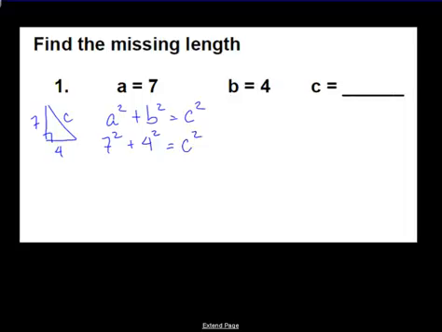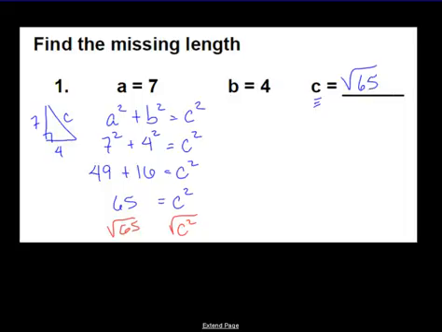So 7 squared is 49, because 7 times 7 is 49. 4 squared is going to be 16, because 4 times 4 is 16, and that gives me C squared. I add these things together, that gives me 65, and that's equal to my C squared. Now I'm looking for C, not C squared, so I have to take the square root of both sides. The square root of C squared is C, and the square root of 65 is my answer. 65 cannot be simplified because that's only 5 times 13, so my final answer would be the square root of 65.